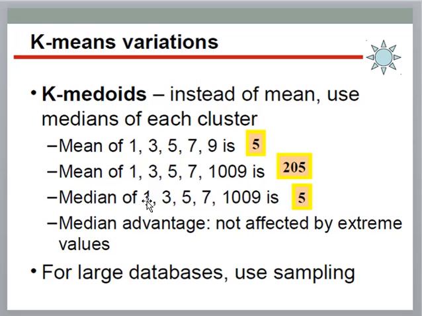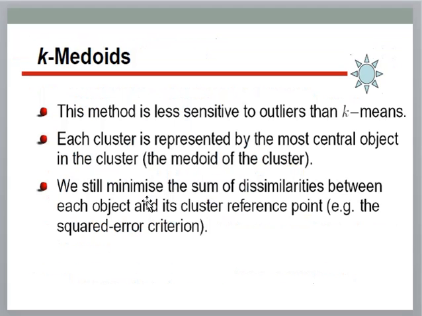And for large databases, you can use a sampling technique in k-medoids. The k-medoids method is less sensitive to outliers. As I have explained, if you have some outliers or noise present, then it's better to use k-medoids because it is less sensitive to outliers.